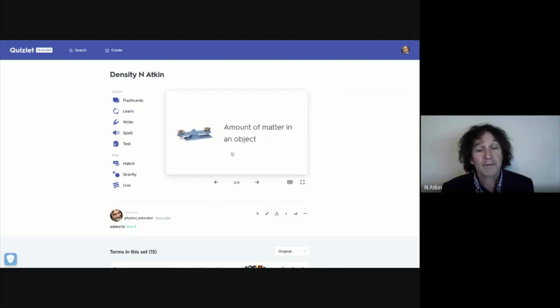Mass is the amount of matter in an object. How many bits make you up? If you pull a hair out, then your mass has declined slightly. There's slightly less bits of you. If you eat lots, then your mass will increase. The amount of matter in you will increase.